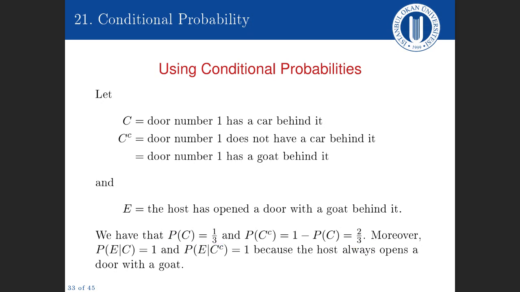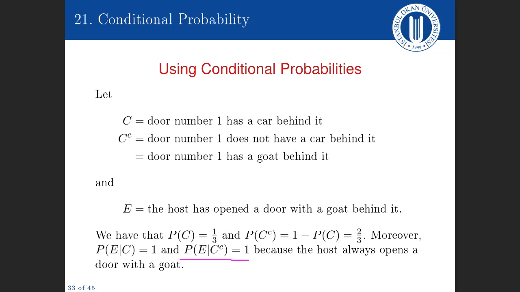What else can we say? What is the probability of E given C? What is the probability that the host opens a door with a goat behind it, given that there's a car behind door number 1? 1. The host always opens a door with a goat. So the probability of E given C must be 1. What is the probability of E given C complement? Again, it's 1. The host always opens a door with a goat. So the probability of E given C complement must be equal to 1.